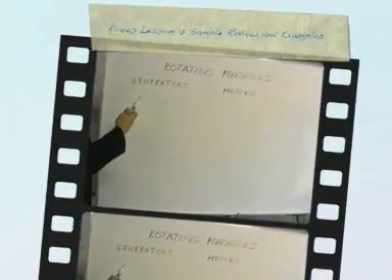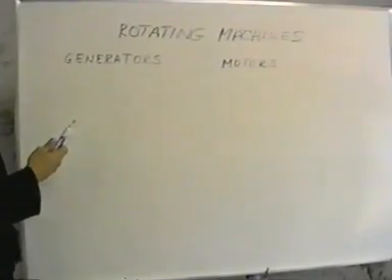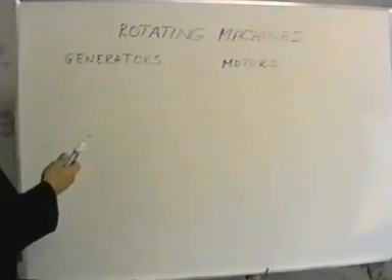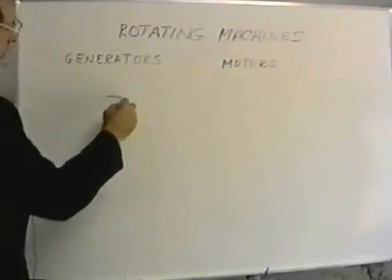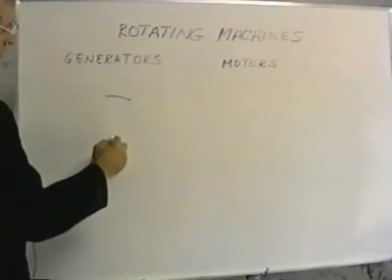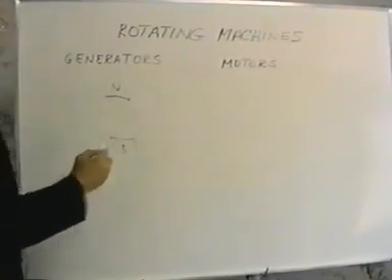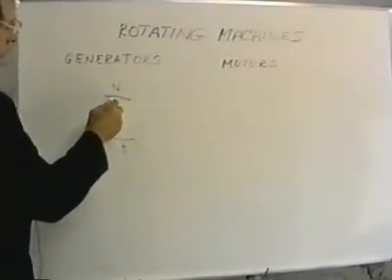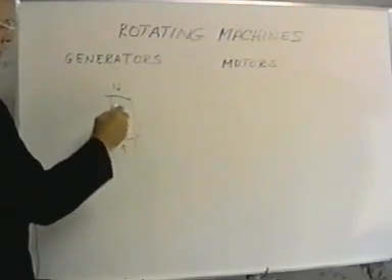Let us start by reviewing the principles of both generators and motors. The first part of this, in generators: let's imagine that we had a pair of magnetic poles. This is a north pole, this is a south pole, and there are lines of flux going from north to south in this fashion.